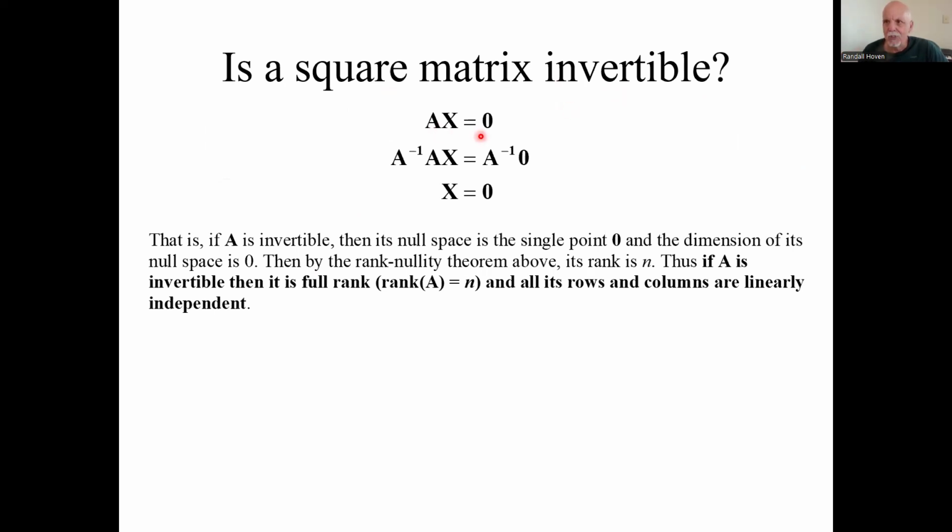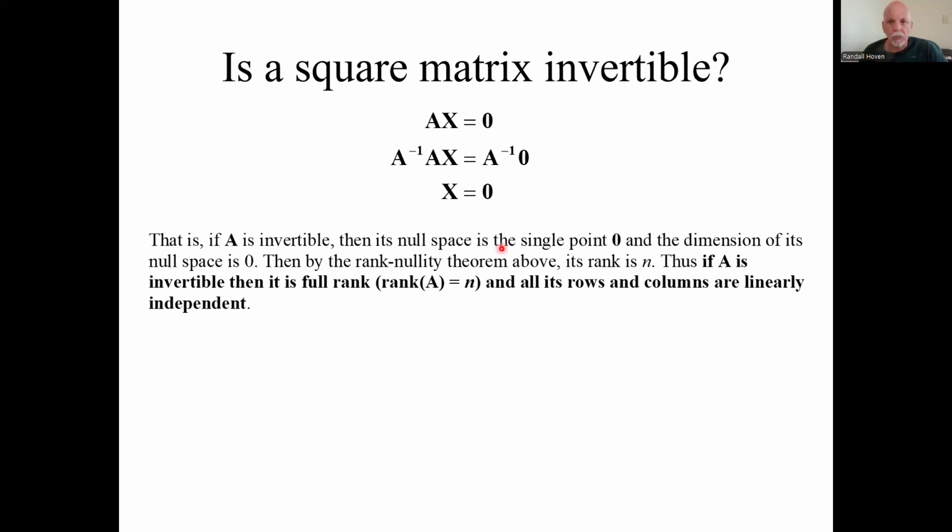Here's our null space thing, AX equals zero. If A is invertible, then it has an inverse. I can multiply both sides by that inverse, right? On the right, it's still going to be a zero. On the left, A inverse A is the identity, which just means X equals zero. And the inverse is unique, so this is the only solution. So if A is invertible, X equals zero, the trivial solution, is the only solution.